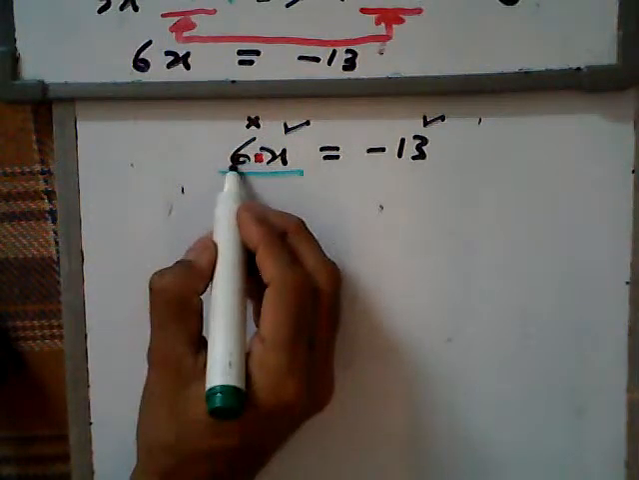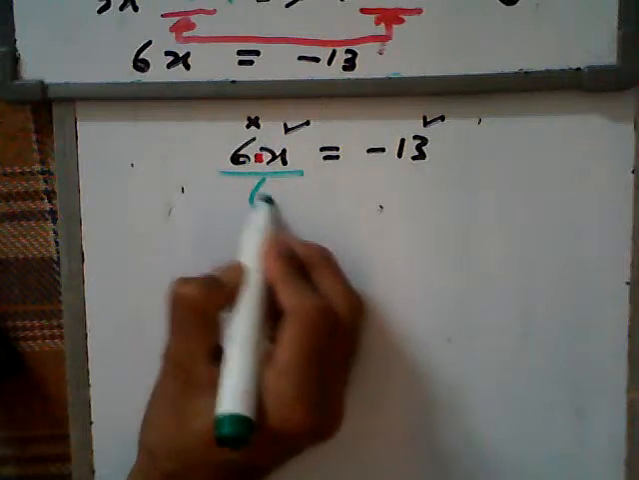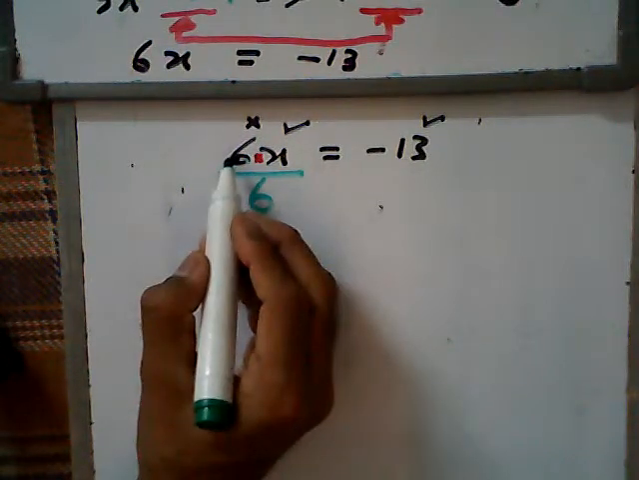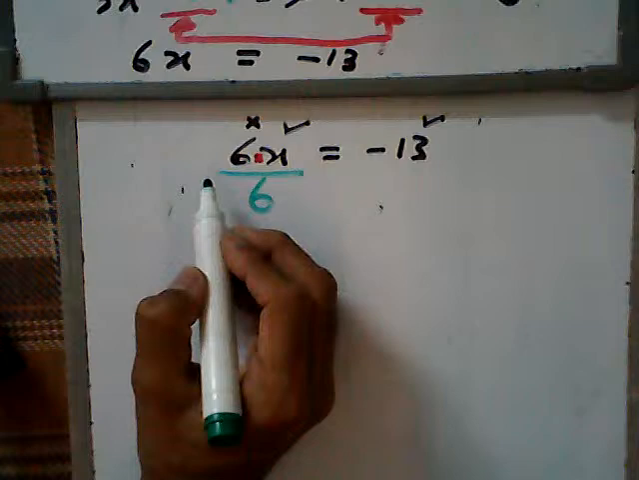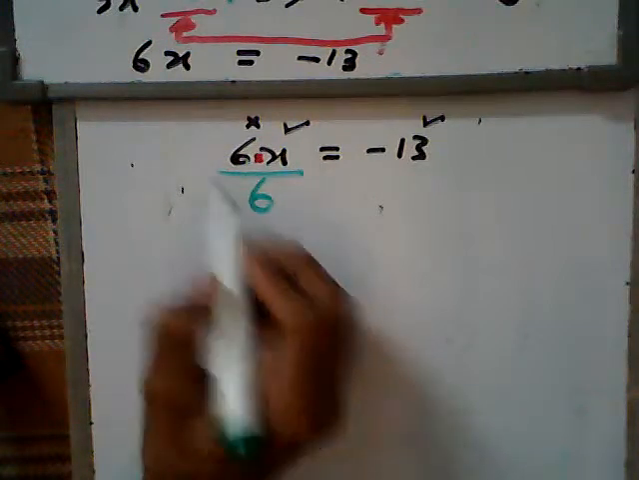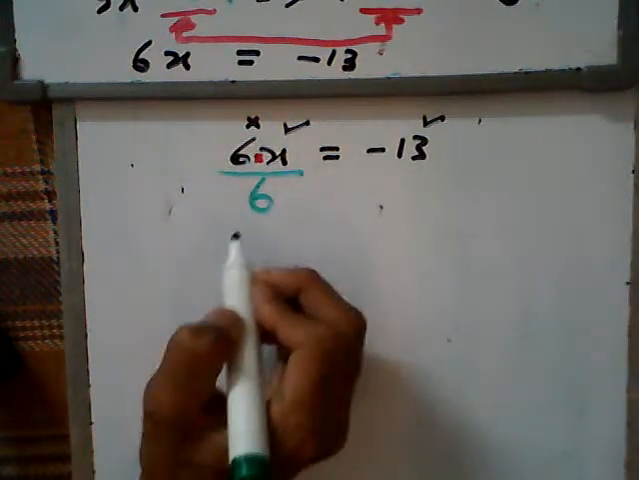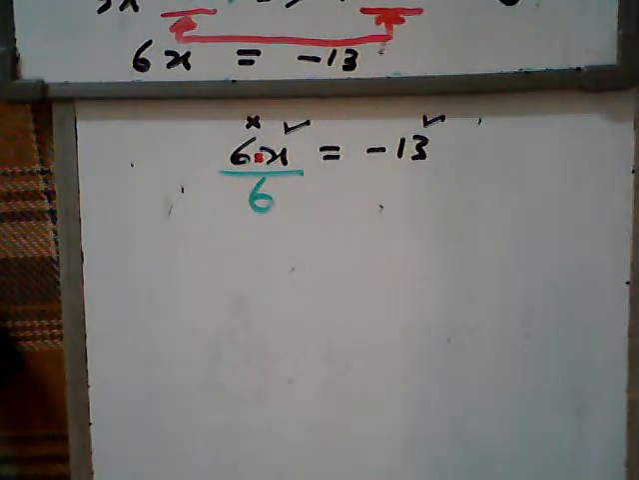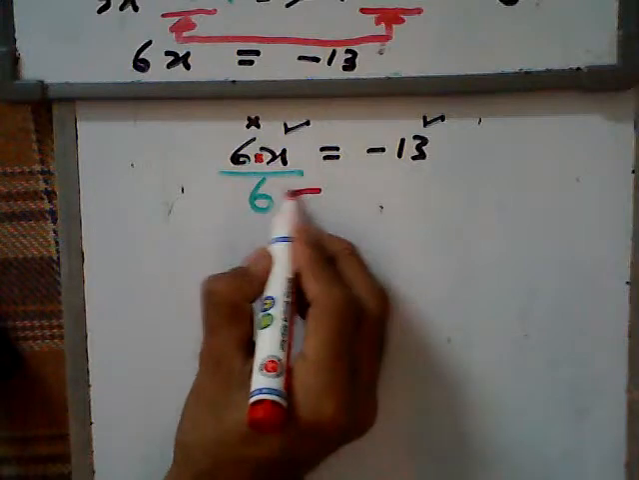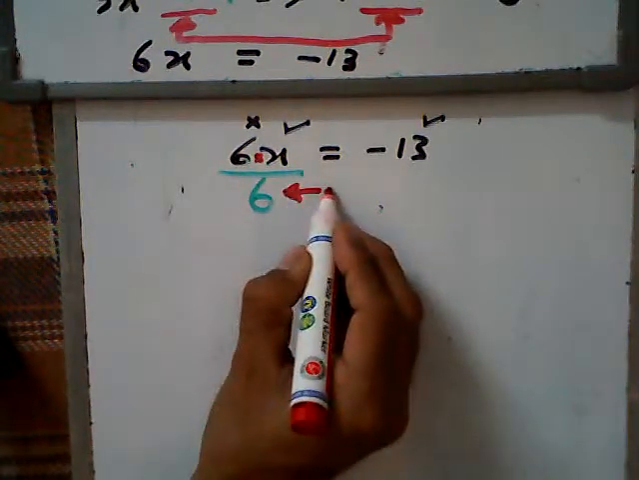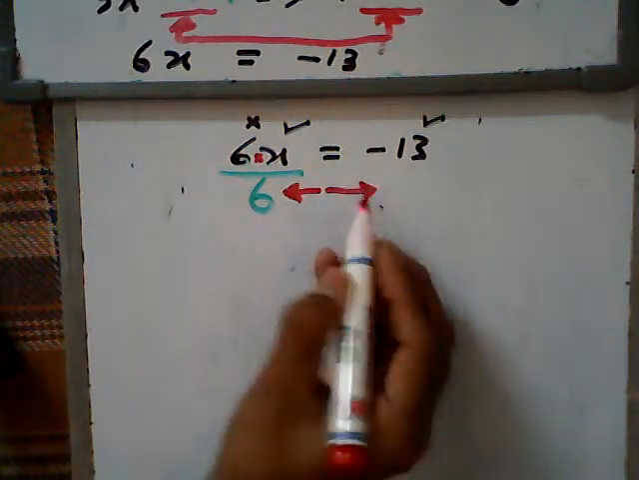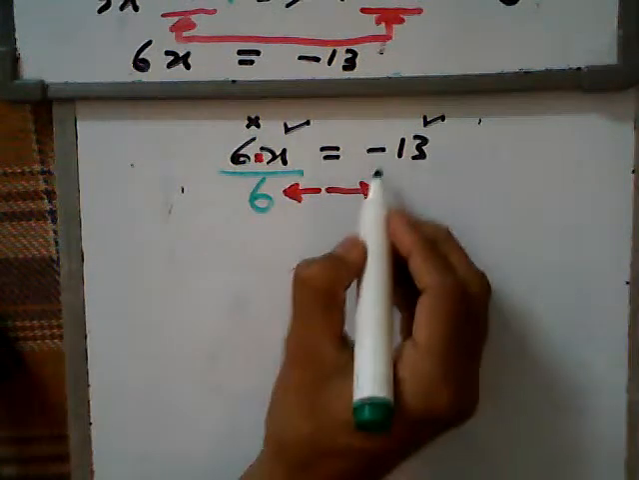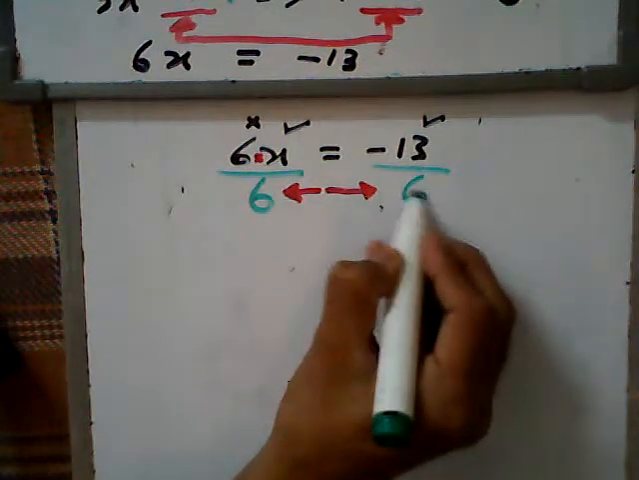So dividing by the same number, 6 is there, so we'll be cancelling by 6. In the previous example there was a 3, so we divided by 3. In this example there is a 6, so we are dividing by 6. But whenever we divide this by 6, this becomes unbalanced. So we'll do the same thing on the other side to make it balanced. So we'll divide again on the other side by 6.